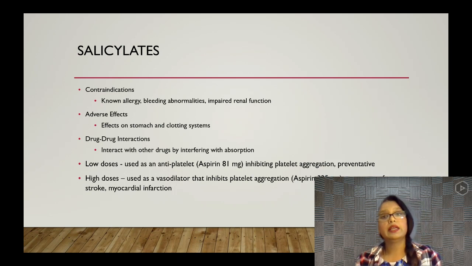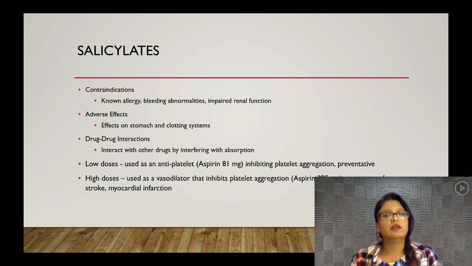We never want to give our medications to a patient who is allergic to it. So before giving any medication to your patient, always check, are you allergic to this medication? Have you ever taken it? Yes or no? Then your question will be, what is your liver function test? What is your kidney function test? Now, if not done before, I would want to ask the doctor to order one. Then adverse effects. Adverse effects could be effects on the stomach or clotting systems.